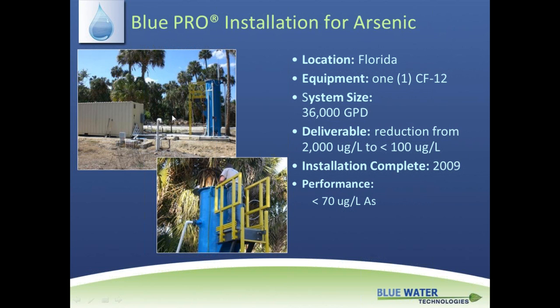So we went in with this small package system. It's in a remote location, so it's completely self-operated. It's got telemetry in it so that operators can monitor it and control it from afar. And it just slowly turns over the groundwater to remove arsenic. All of the sludge management, all of the chemical systems are all within a container on site, and this system will treat 36,000 gallons per day.